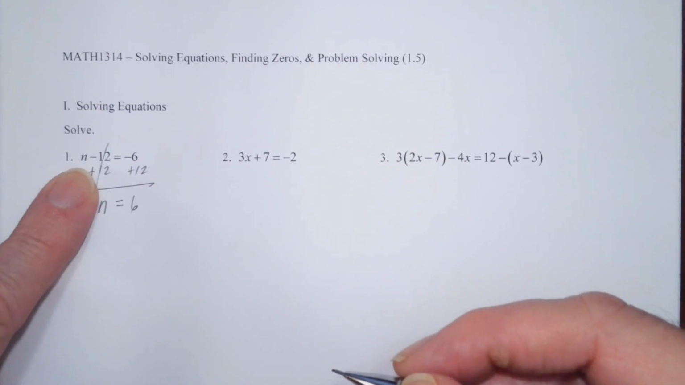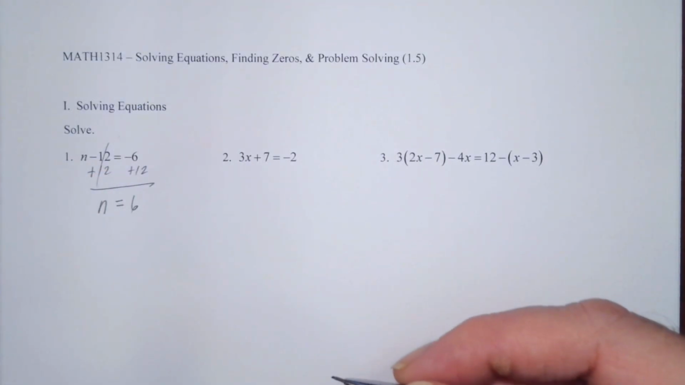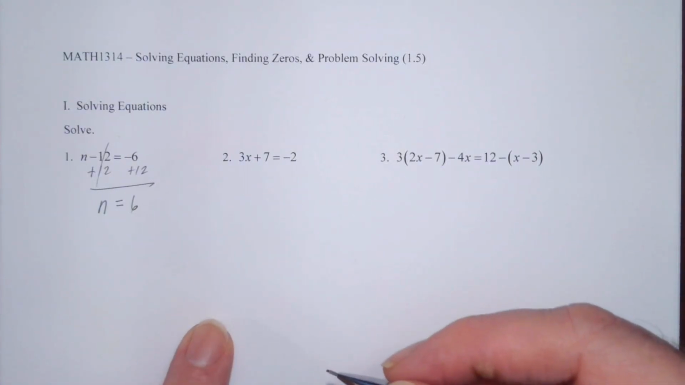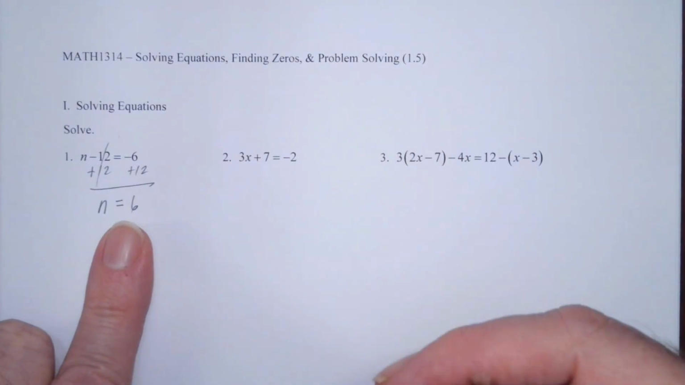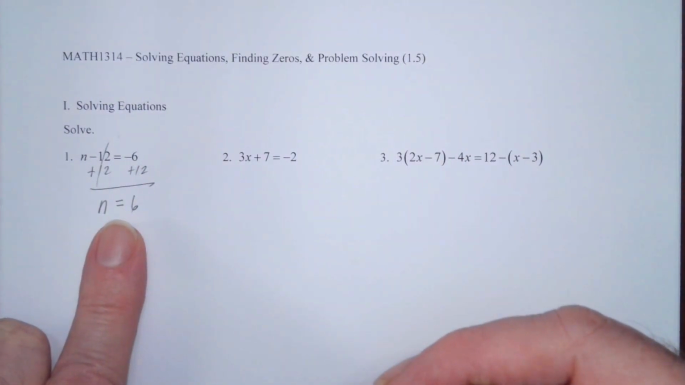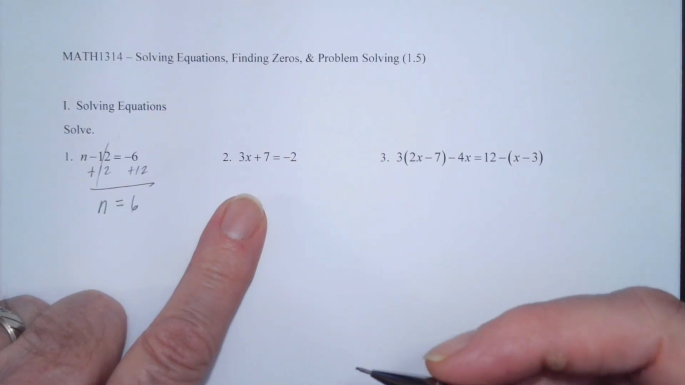Notice if you plug in 6 for n, 6 minus 12 does equal negative 6. You can always check to make sure your solution works. So I would call this a one-step equation. It took us one step to get this solved. This is what I'd call a two-step equation.